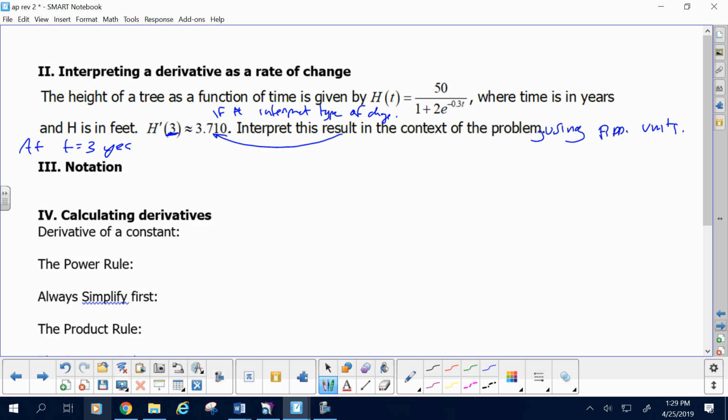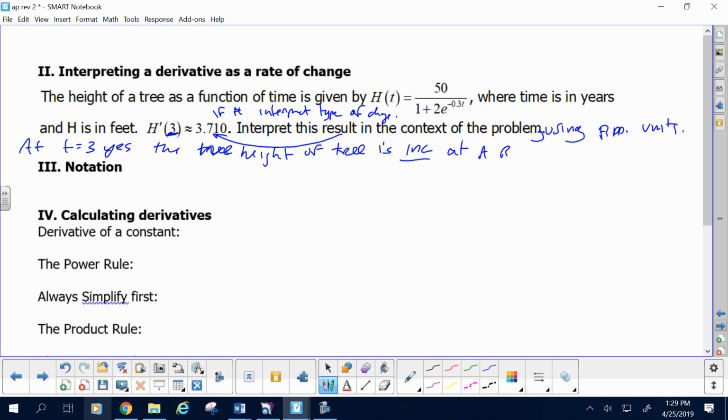Years. The height of the tree is changing. Now you would have to be more specific and interpret the sign of the derivative. The derivative is positive, which means it's increasing. The height of the tree is increasing.